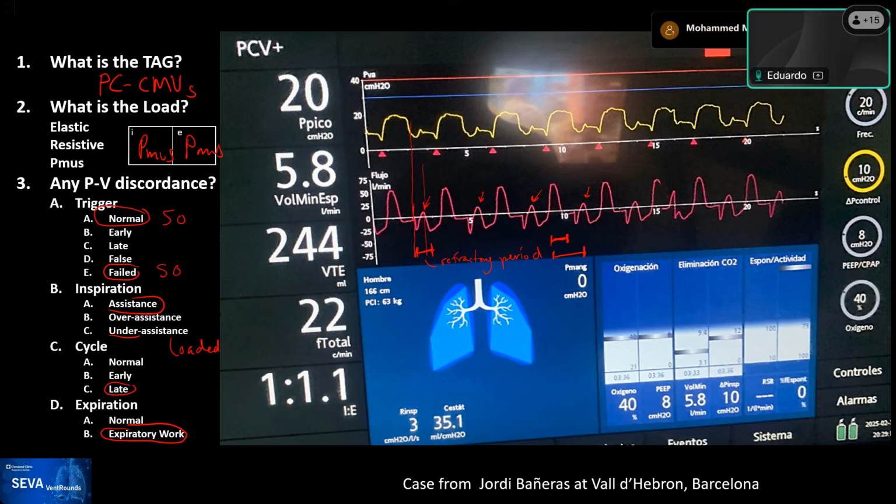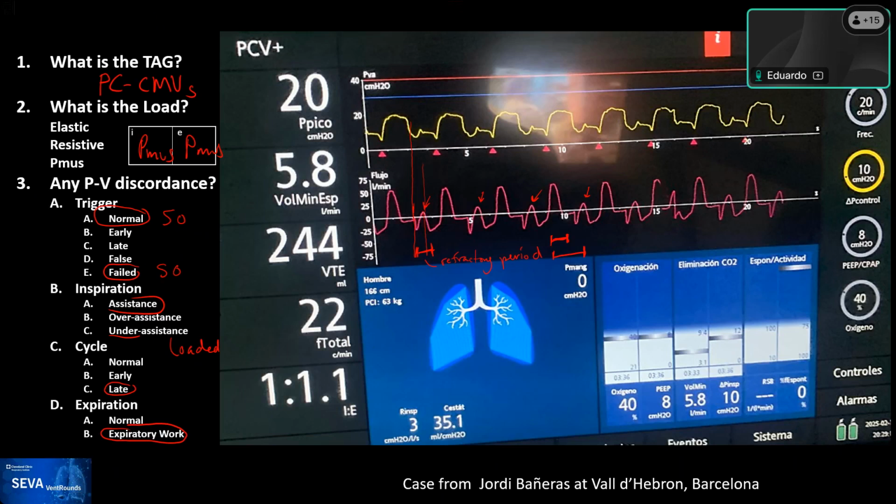So let's just for a second think about this, all right? And I'll show you what the team did in Valdebron. You have a normal trigger, and then you have a late cycle, and the failed trigger in this case is due to the late cycle because that's causing that refractory period. So the only way to fix that is to get the I time fixed. Once you fix the I time, then the failed trigger will disappear because the cause of the failed trigger is that it's falling on the refractory period.